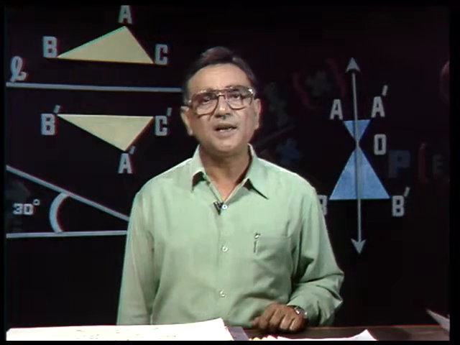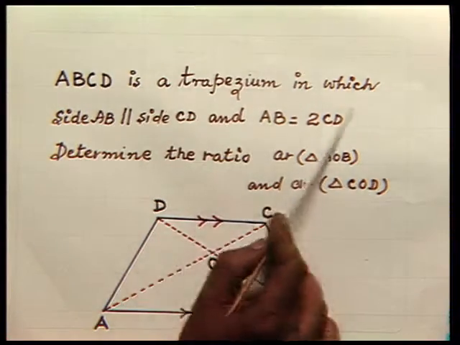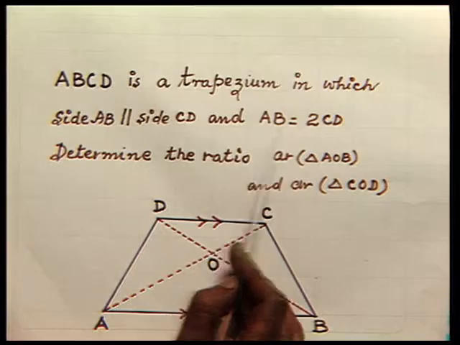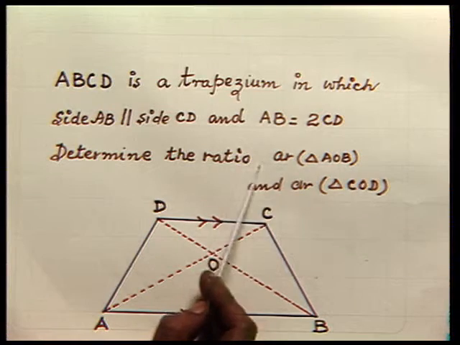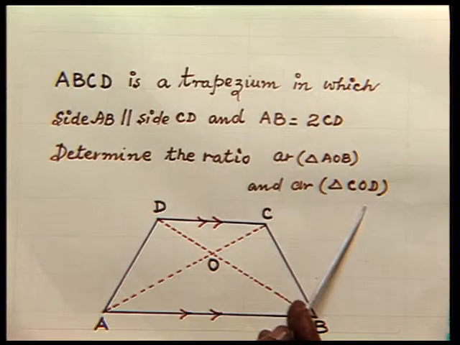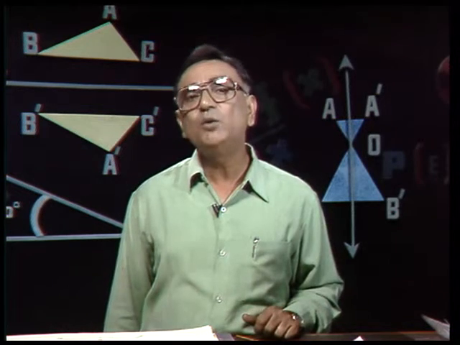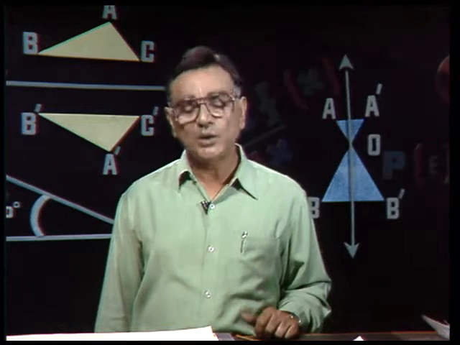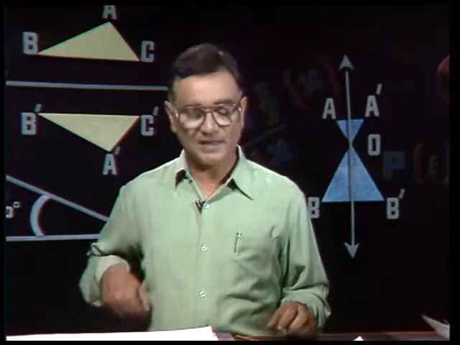Here the first problem is regarding a trapezium. ABCD is a trapezium in which side AB is parallel to side CD and AB is 2 times CD. We have to determine the ratio of the area of triangle AOB and the area of triangle COD. Now, to find the ratio of these two areas, we will have to establish that the two triangles AOB and COD are similar. Let us see how we establish that.